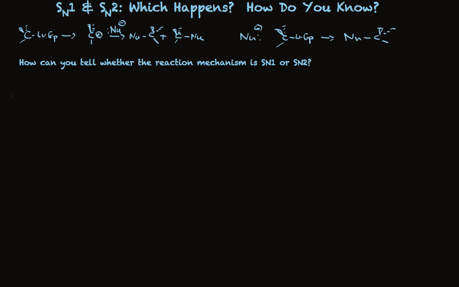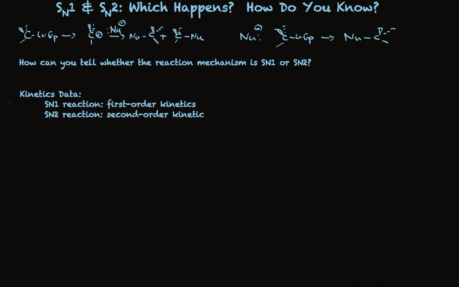One is kinetics. Kinetics information easily distinguishes between the two. The SN1 reaction shows first order kinetics. The SN2 reaction, second order kinetics. That's where the SN1 number and SN2 number come from, first order kinetics and second order kinetics. And those two are easy to distinguish from each other. So if you can get kinetics data, which you usually can, you can determine whether it's a first order or a second order reaction, an SN1 or an SN2 reaction.